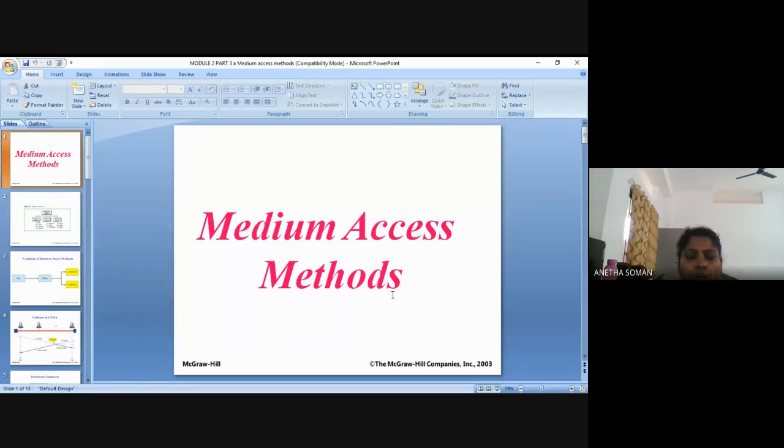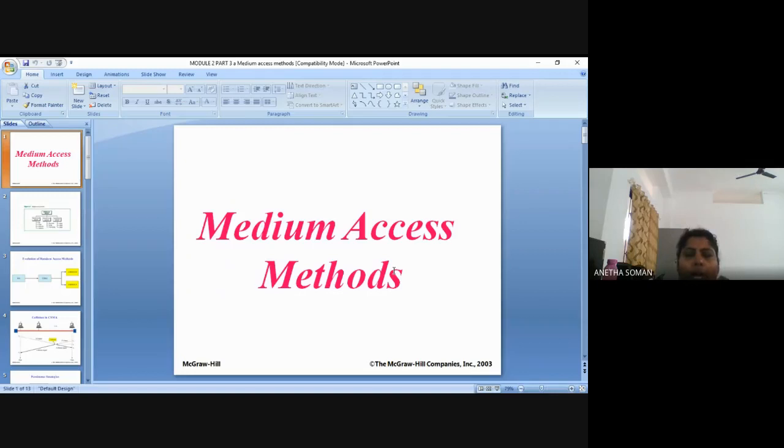So you are going to study the medium access methods, or you can also call them the multiple access methods. Now I have told you the data link layer has two functions. The data link layer is subdivided into two layers. The upper layer is called the data link control and the lower layer is called the MAC layer, or the medium access control layer.